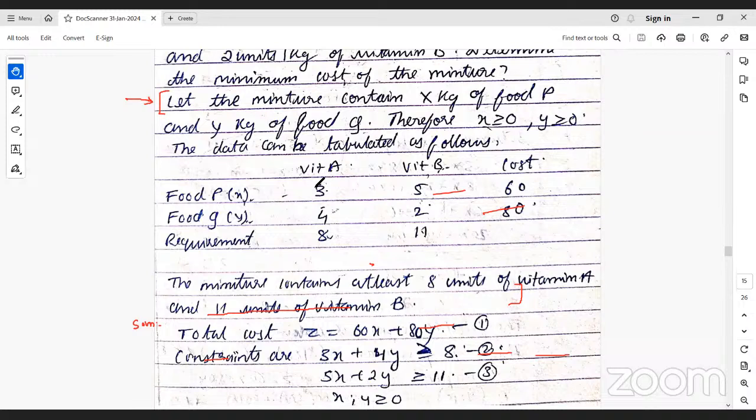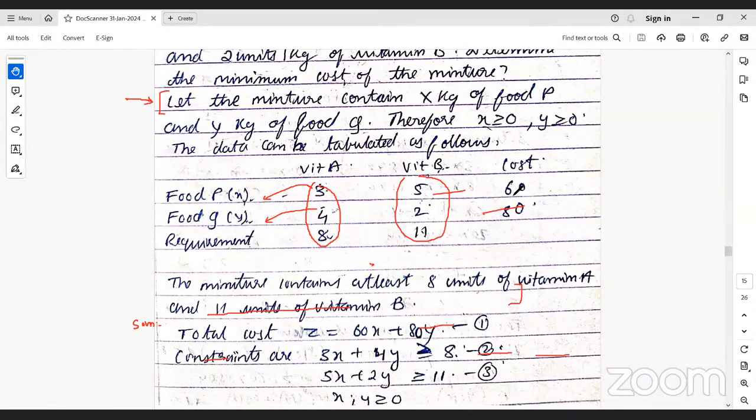Now after finding out the objective function, next we need to find out the constraints. So to write down the constraints, we are combining these. Vitamin A will be one constraint, and vitamin B will be the next constraint. Here we are multiplying 3 with x, 3x, and 4 with y. And this vitamin A, that is 3 into x and 4 into y, must be at least 8.